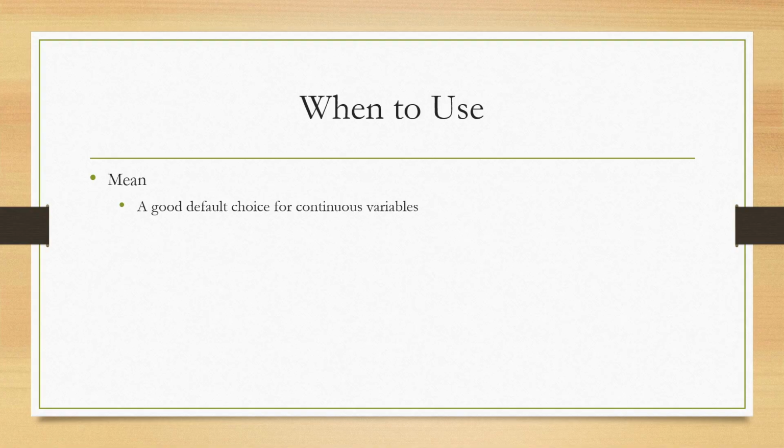So the mean is a good default choice for continuous variables. It has some great theoretical properties. Again, it's this idea of a balance point of the data. Actually, it's the closest value to every point in the data. If you calculate the distance between the mean and every point in the data, the mean is the closest one to all of them.